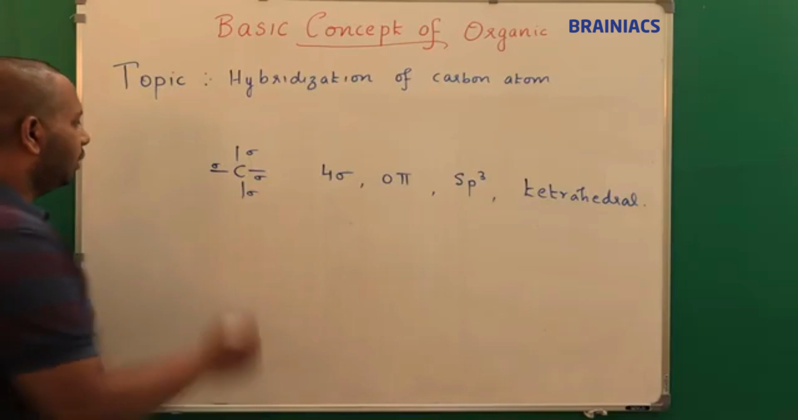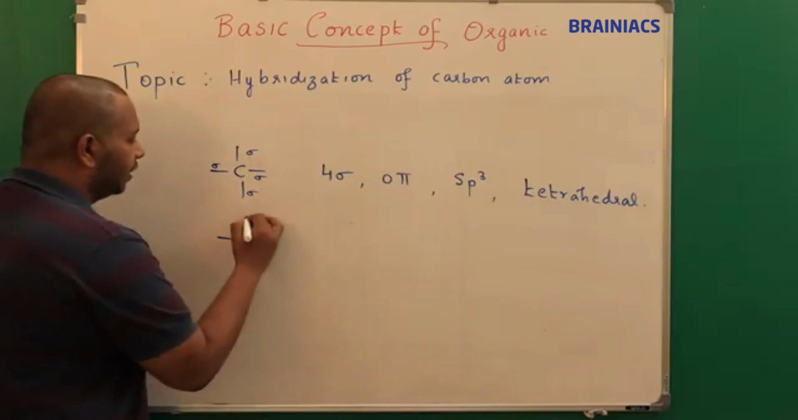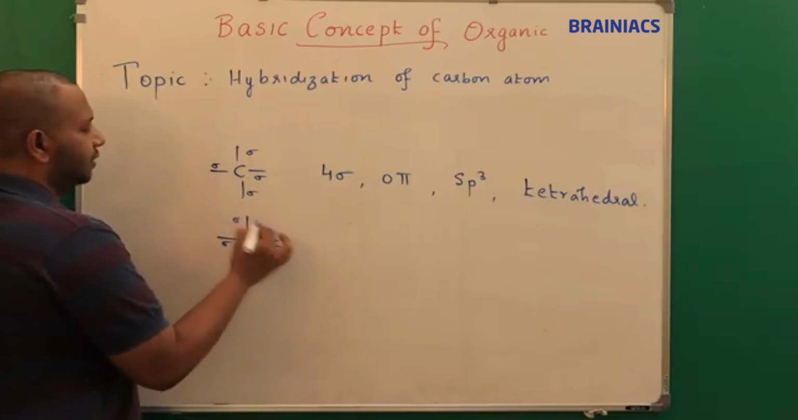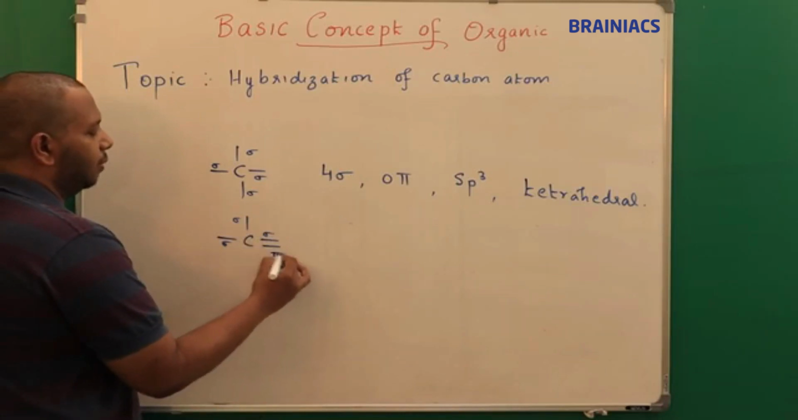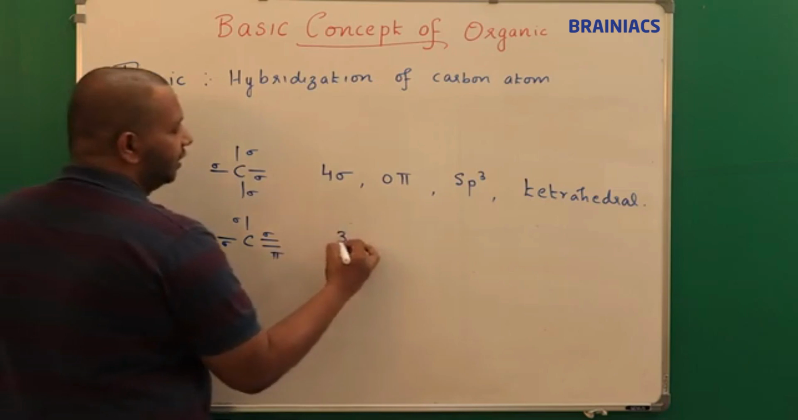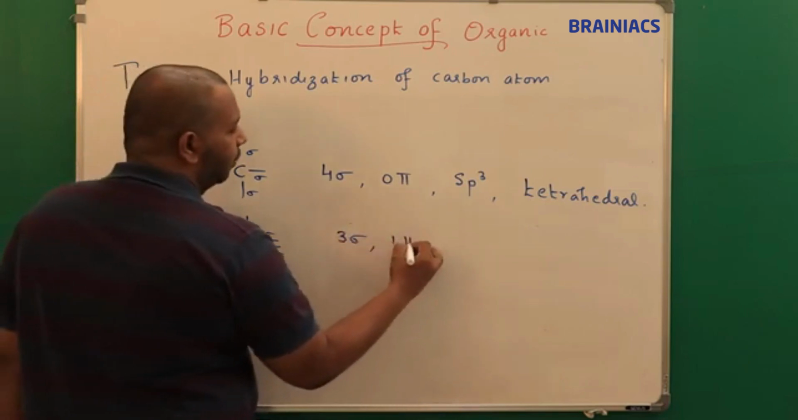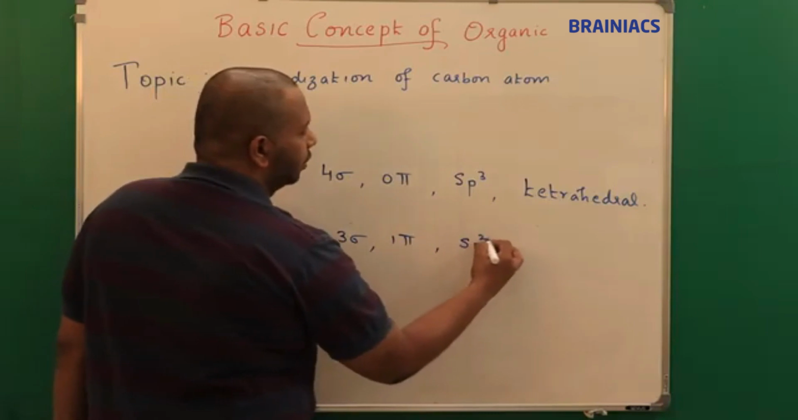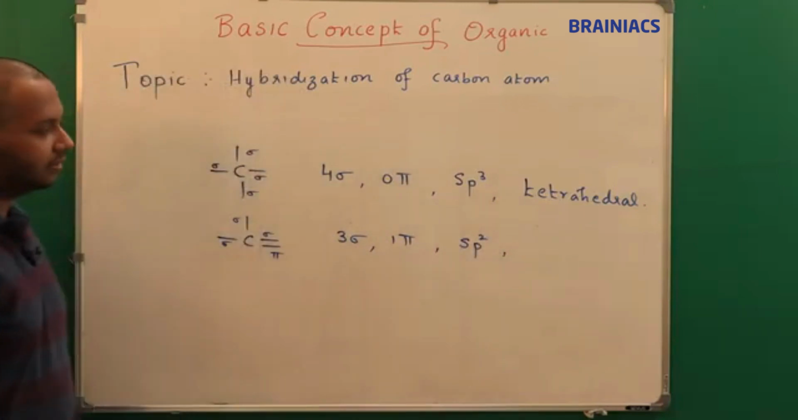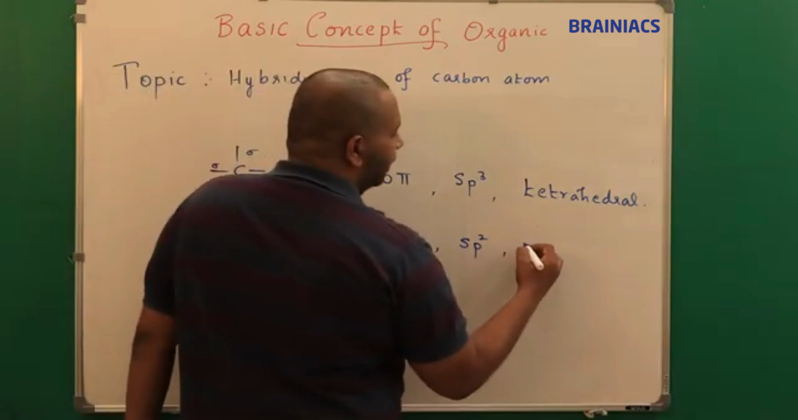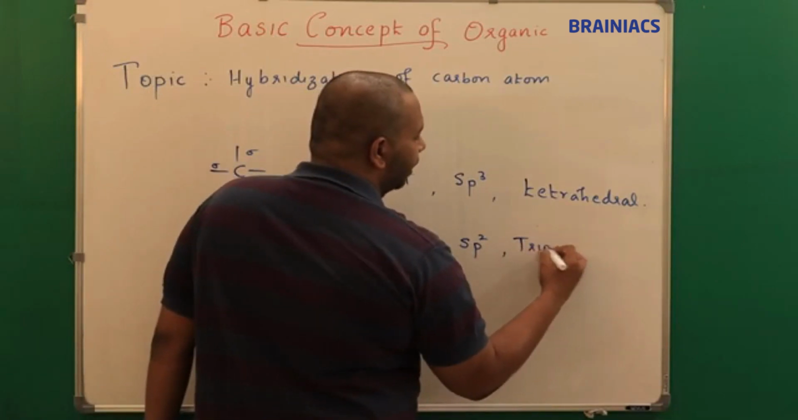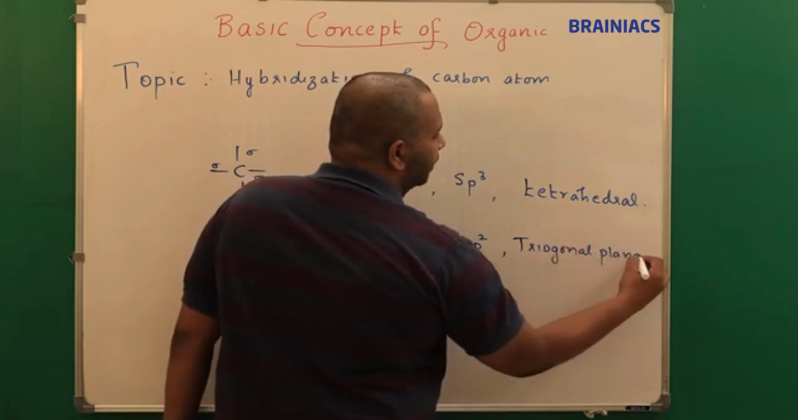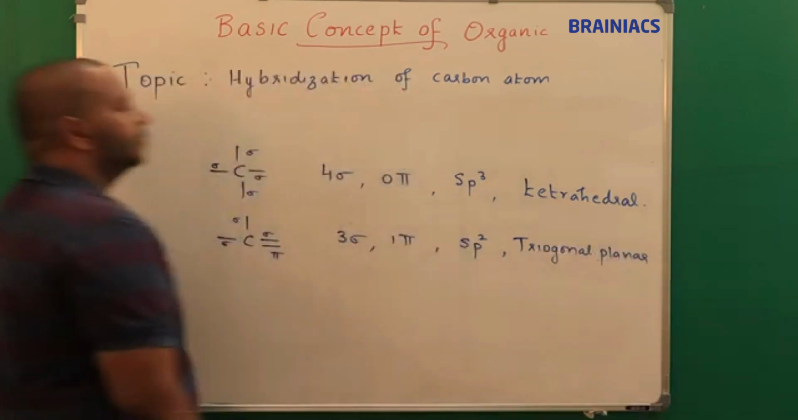Tetrahedral. Now the next possibility, like this. In this case there is one sigma, this is a sigma, this is a sigma, and this is a pi bond. So I can say there are 3 sigma bonds and 1 pi bond. So what is the hybridization here? sp2. If sp2 is the hybridization, what is the shape? I can say trigonal planar. Either you can say trigonal planar or planar.